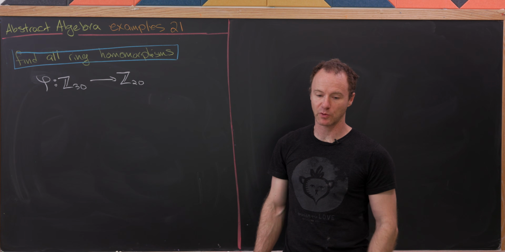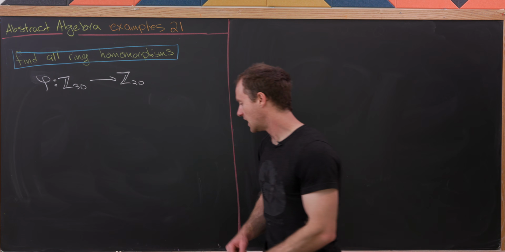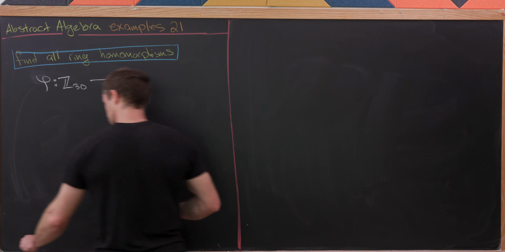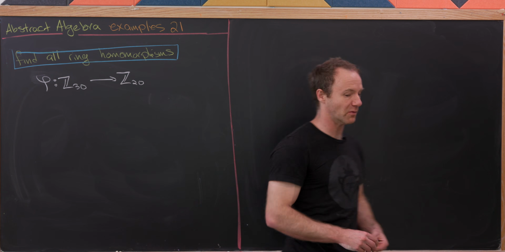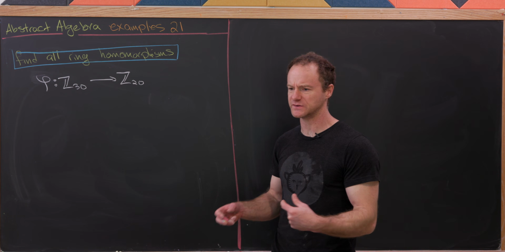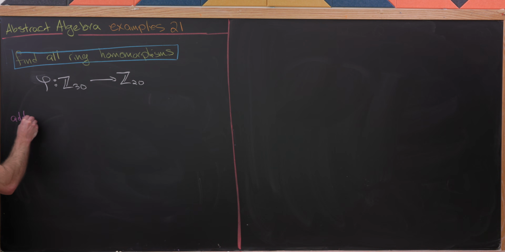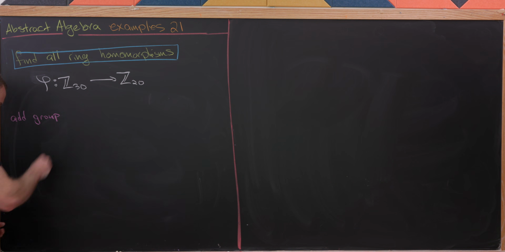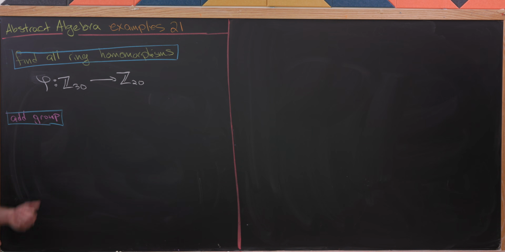So for our last problem, we'll find all ring homomorphisms from Z30 to Z20. And we're going to do this in stages. So we'll first find all possible additive group homomorphisms and then impose the ring homomorphism structure. Okay, so let's point out that we're working with additive group homomorphisms first. Notice as additive groups, everything is going to be determined by where we send 1, in other words, the value of phi of 1.